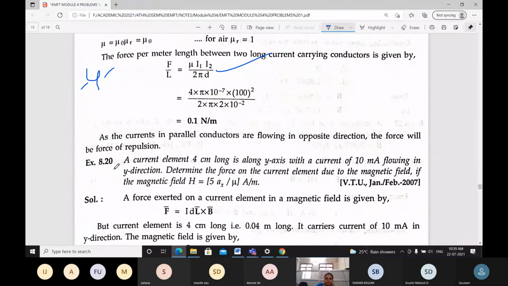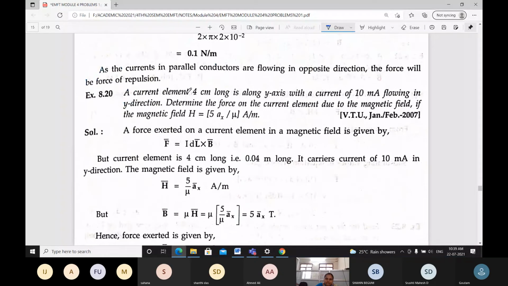Then a current element 4 centimeter long is along the y-axis with a current of 10 milliamps flowing in the y direction. Determine the force on the current element due to the magnetic field, if the magnetic field H is 5 AX divided by mu ampere per meter. This question is given for us. Here the magnetic field is given, and we want the force on the current element.